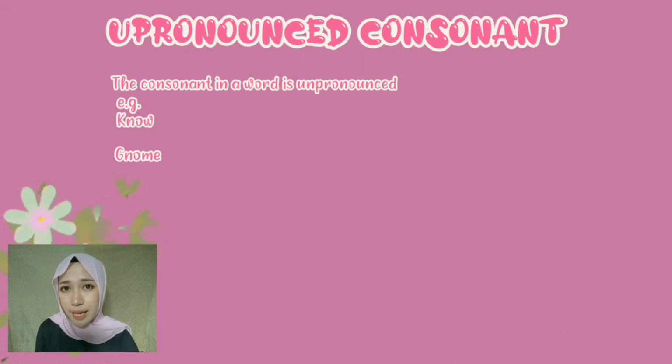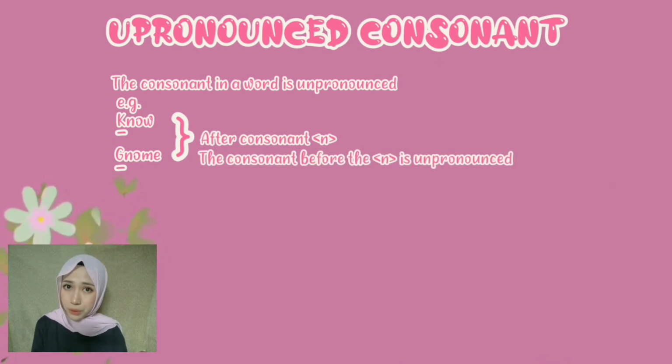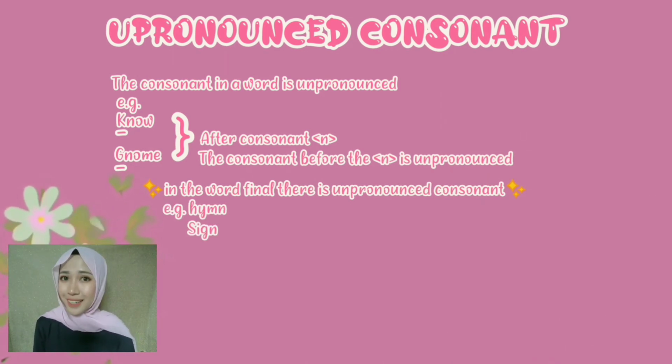In a few words, there is a consonant that is unpronounced. So there is no sound, there is no phoneme, because it is unpronounced. What is it? It is called unpronounced consonant graphemes. For example, the consonants K and G in the onset before N, the words "know" and "gnome", K and G are unpronounced. In the word final, there is an unpronounced consonant also, for example, the words "hymn" and "sign".